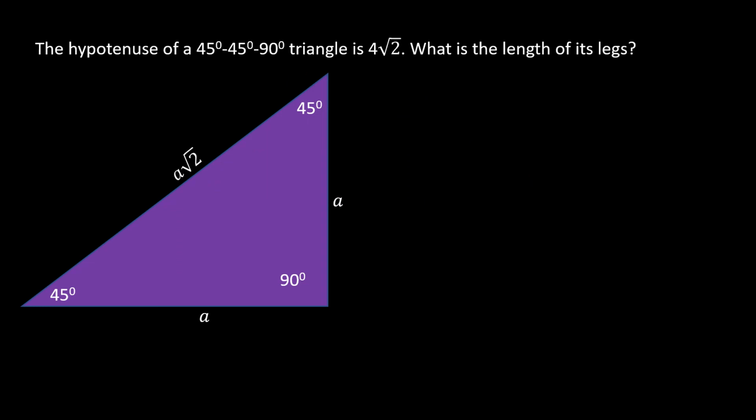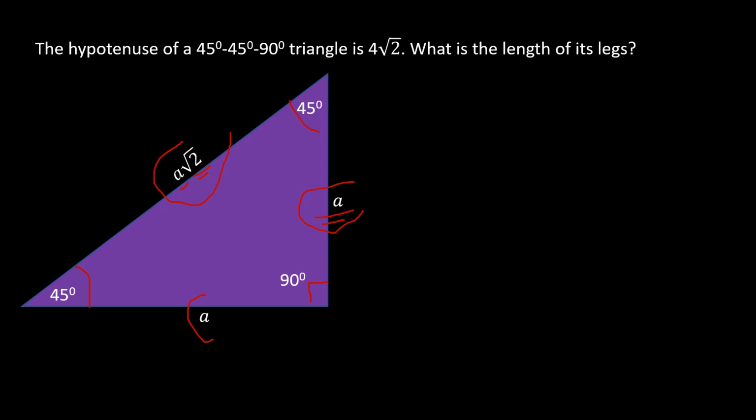The hypotenuse of a 45, 45, 90 triangle is 4 square root of 2. What is the length of its legs? Before we answer that, let us illustrate here the relationship between the legs, which are congruent, and the hypotenuse. As you can see, if you multiply a leg by a factor square root of 2, then it becomes the hypotenuse of the isosceles right triangle, or the 45, 45, 90 triangle.